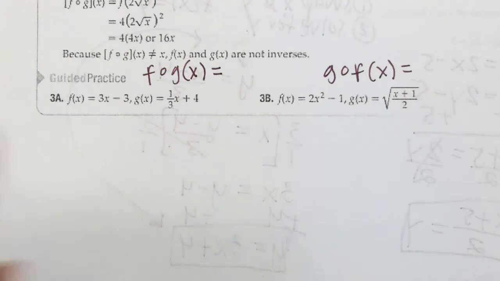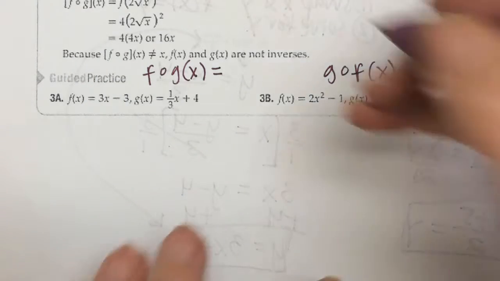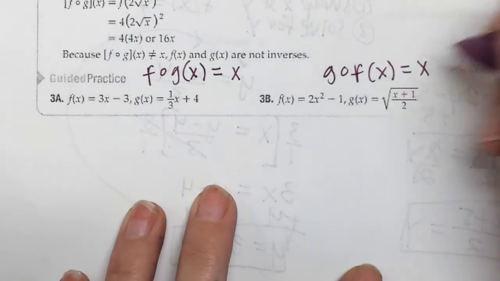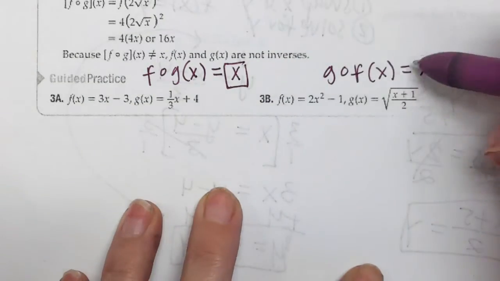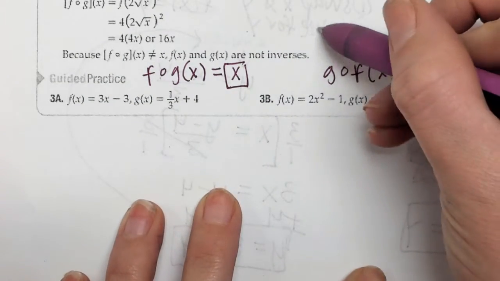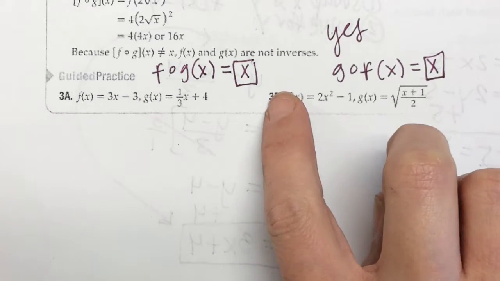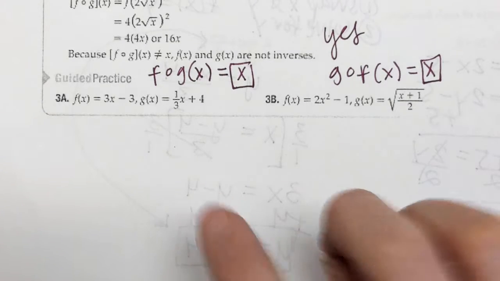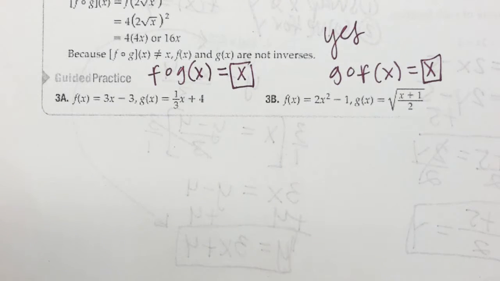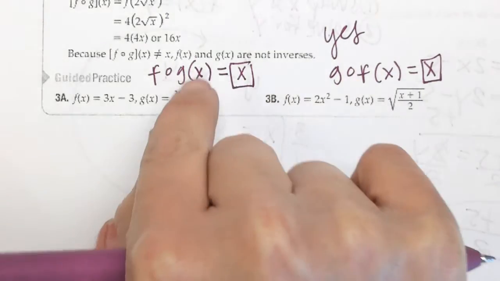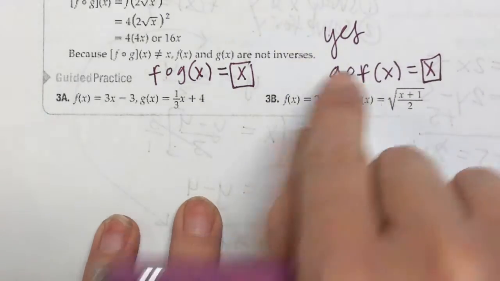Alright, you have to find f of g and g of f, and then they both have to equal x. Not the same thing. They both have to equal x. And if they do, then they are inverse functions. If you find f of g and it equals 1, or x plus 1, or x plus 5, or anything else but x, you can stop there and say no, they're not inverse functions. If one of them's x, then find the other one, because this one might not always be x.